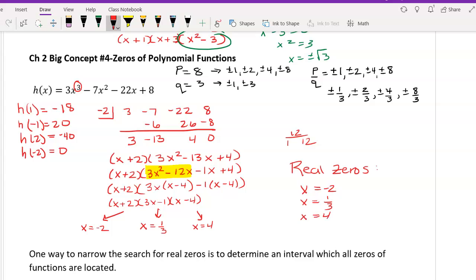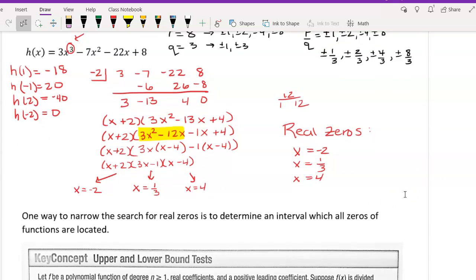Now taking a look, that is 3 zeros. We knew we were going to have at most 3 zeros, and that was far easier than going through all of that hassle of substituting our p's over q's into our function. All right, so that last example had a possible 16 p's over q's that potentially we were going to have to substitute in. That's a lot of work, guys. We don't want to do that. That is too much.